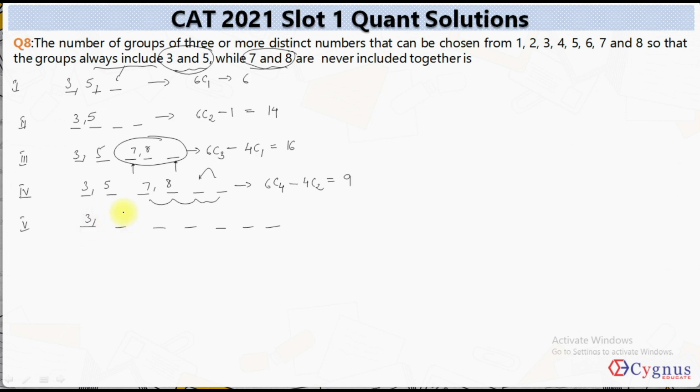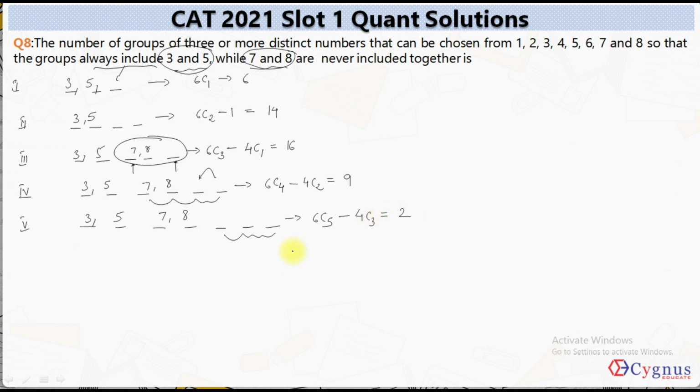Same approach is applicable for case number 5. I have already selected 3 and 5. The remaining 5 numbers out of 6 can be selected in 6C5 ways. But I need to subtract the cases when 7 and 8 both were selected. How many times I'll select 7 and 8 both? 7, 8. That means these 3 numbers were selected from the remaining 4. In how many ways? 4C3. This will give you 2.